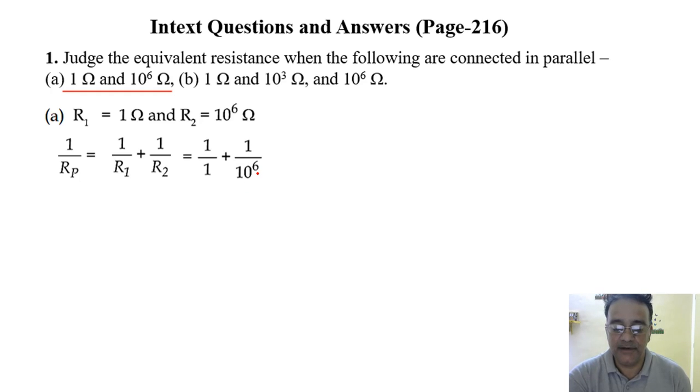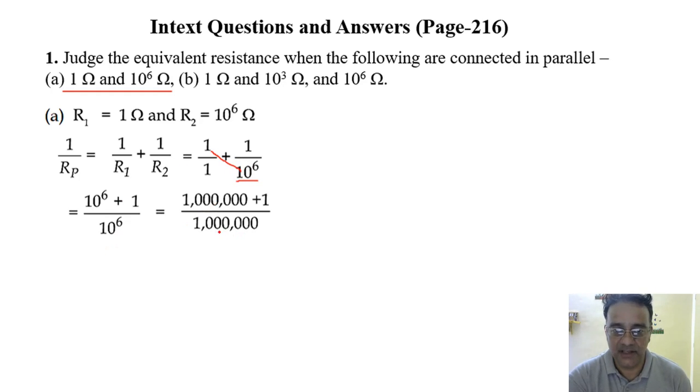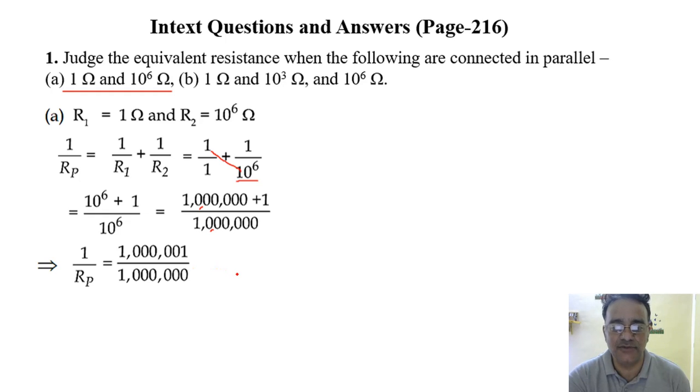So this is equal to 1 upon 1 plus 1 upon 10 to the power 6. Now 10 to the power 6 is 10 lakhs. So we'll take LCM after writing in that form. If you take LCM, we'll get 10 to the power 6 plus 1 upon 10 to the power 6. Actually this is 10 lakhs, so 10 lakh plus 1 upon 10 lakh. Now if we divide this, we will get approximately 0.9999 ohm. Okay, and take the reciprocal. If we take the reciprocal, we'll get Rp approximately equal to 1 ohm.